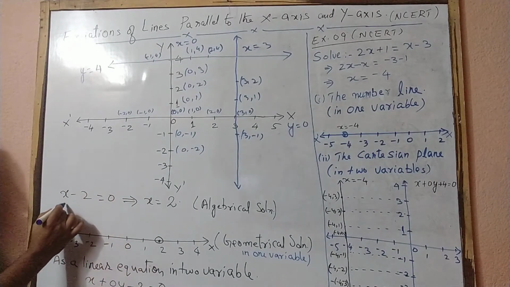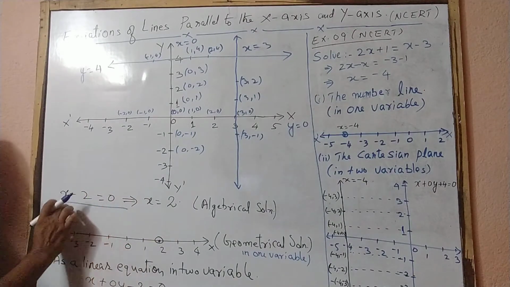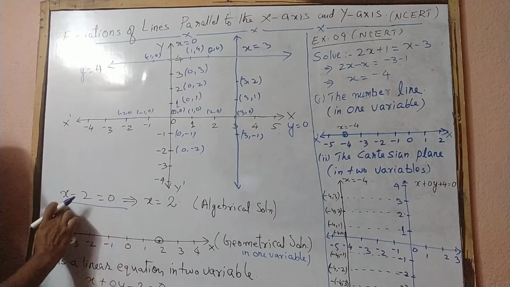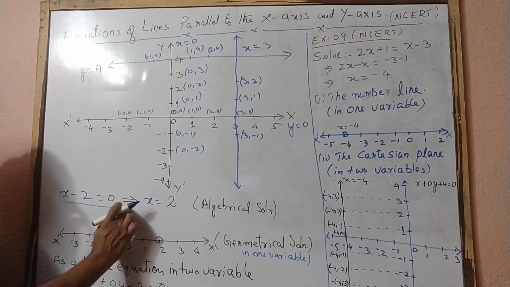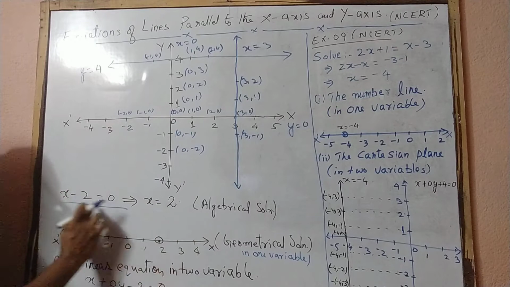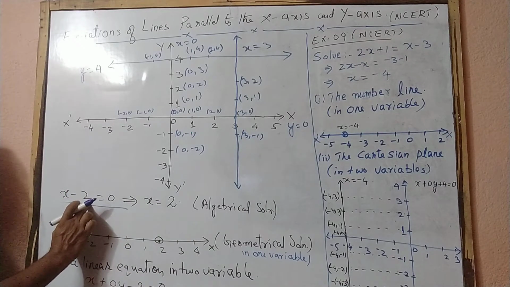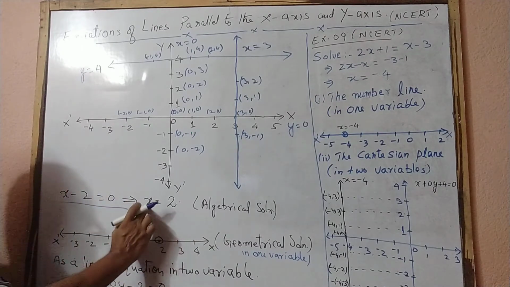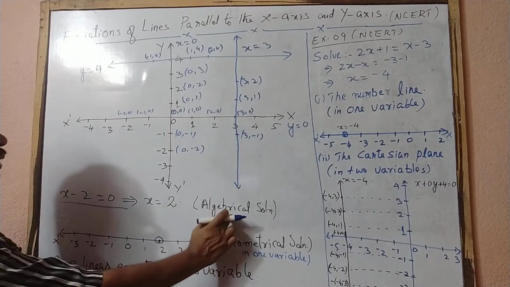another situation, that is x minus 2 equal to 0. x minus 2 equal to 0, that is x equal to 2. So x minus 2 equal to 0 is a linear equation in one variable. The solution of that equation is x equal to 2, and this is the algebraic solution.